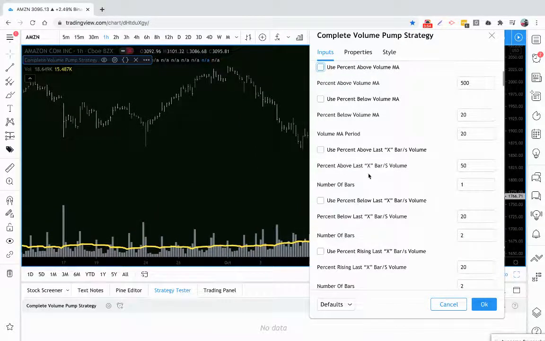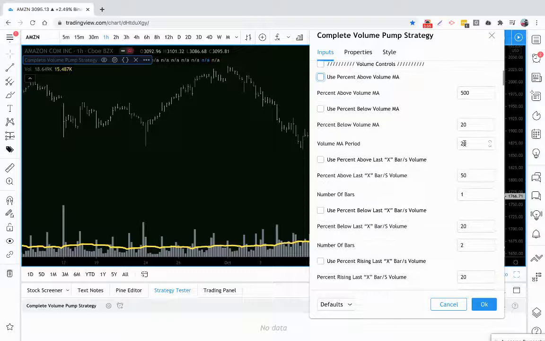Oh, by the way, your volume moving average is set right here, so you would set this to whatever you want. Both of these settings, the above or below volume MA, are controlled by the volume moving average you set right here. You can't use them together, obviously, because they would cancel each other out. So you either use above or below, and set your percent based on this volume moving average.